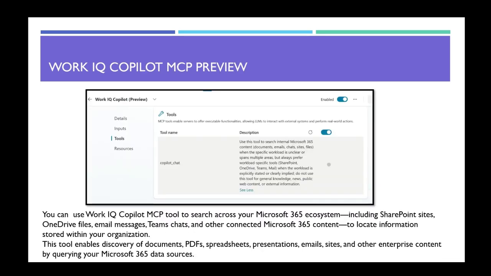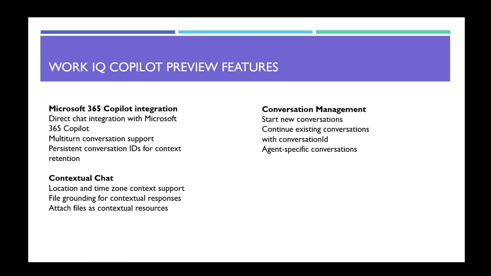You can use the Work IQ Copilot MCP tool to search across your Microsoft 365 ecosystem, including SharePoint sites, email messages, OneDrive files, Team chats, and other Microsoft 365 content. This tool enables discovery of documents, spreadsheets, PDFs, presentations, emails, sites, and other enterprise content by querying your Microsoft 365 data sources. Here are a few features.